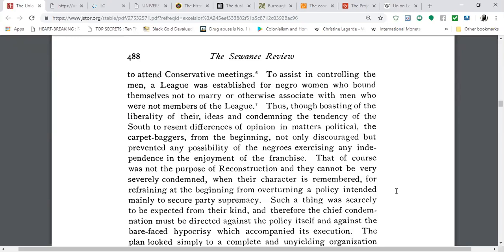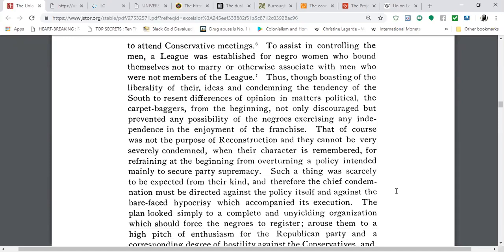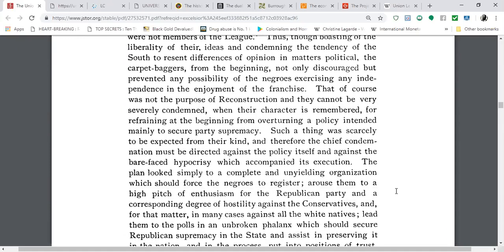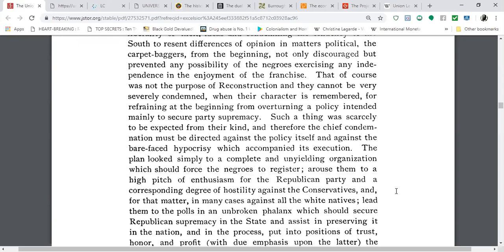Thus, through the boasting of their libertarian ideas and condemning the tendency of the South to resist different opinion in the matter of politics, the carpetbagger from the beginning not only discouraged but prevented any possibility of the Negroes exercising any independence in the enjoyment of the franchise. That, of course, cannot be the purpose of Reconstruction, and they cannot be severely condemned for refraining at the beginning from overturning a policy intended mainly to secure party supremacy. Such a thing was scarcely expected from their kind, and therefore chief condemnation must be directed against the policy itself and against the barefaced hypocrisy which accompanies its execution.